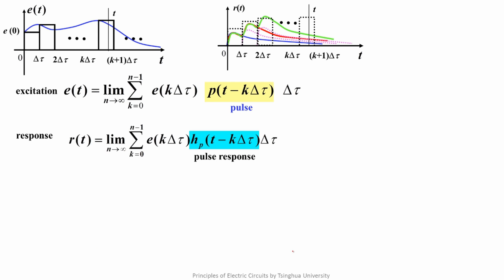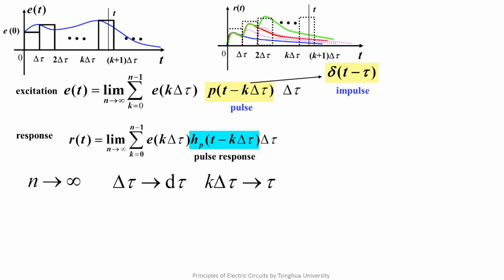Next, we need to take the limit. We suppose the left of time t is divided into n segments. If n tends to infinity, delta tau certainly tends to d tau, and k times delta tau tends to tau. After taking the limit, the unit pulse function becomes the unit impulse function, and the unit pulse response becomes the unit impulse response.